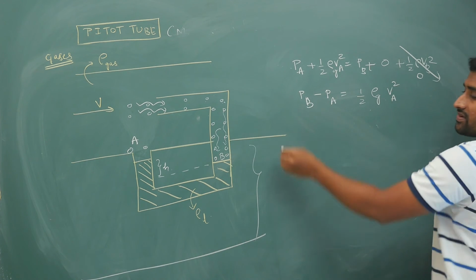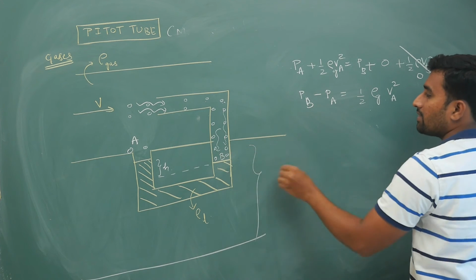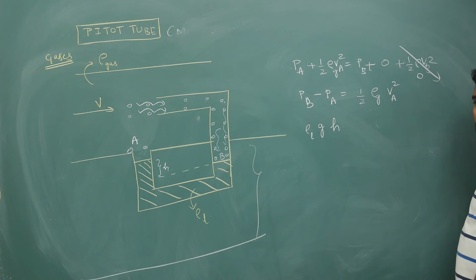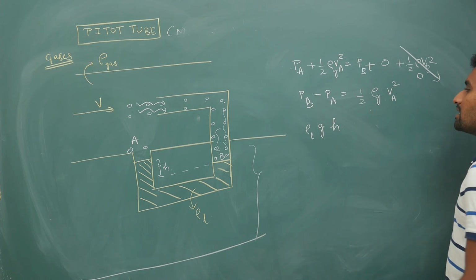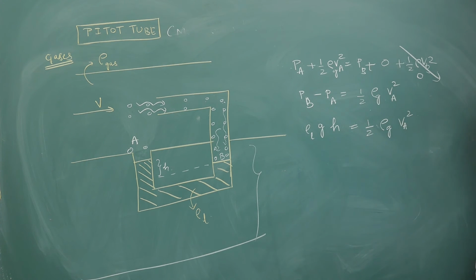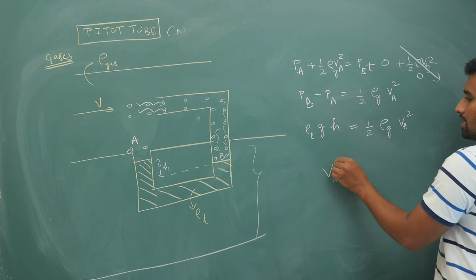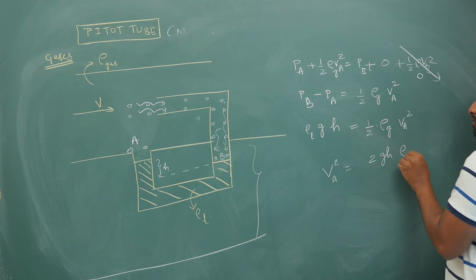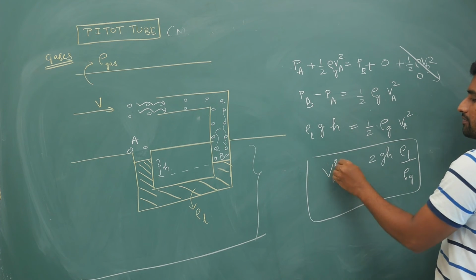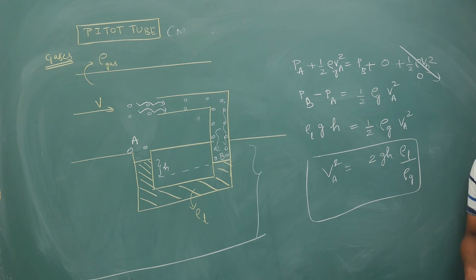To get the velocity, the pressure difference in the liquid column will contribute rho of liquid into g into height. So your pressure difference is rho gh, and that is equal to half of rho of gas into Va square. So from here your Va is the square root of 2gh into rho of liquid by rho of gas. From here calculate the Va value, it is under root of this thing.